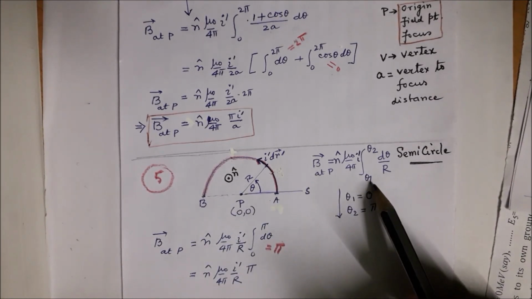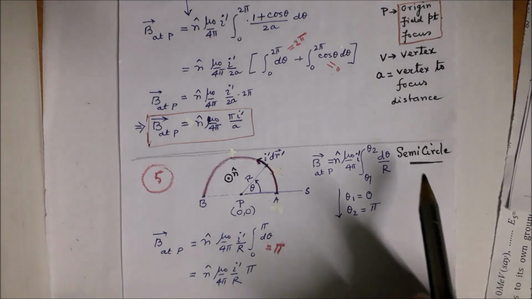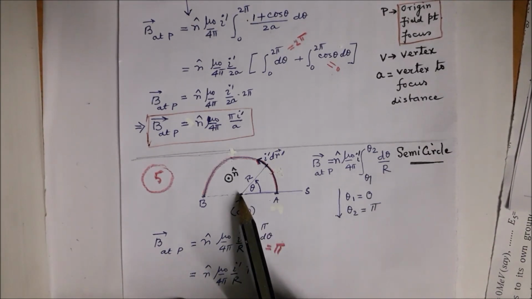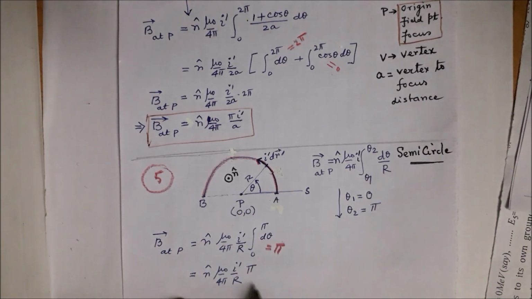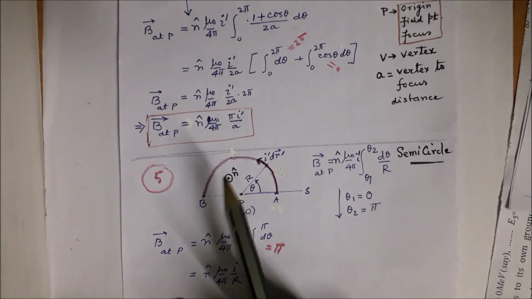So the integration is to be carried from 0 to pi d theta, and therefore after integration we end up with pi, so that for semicircle the magnetic induction at the center is of this value. And as before, the unit vector or the direction of the magnetic induction is towards the reader, it's away from the plane.